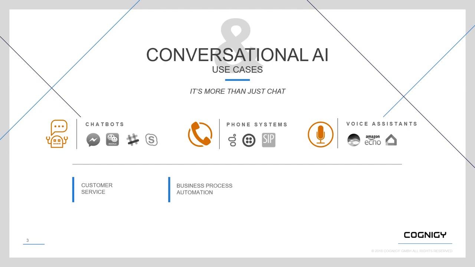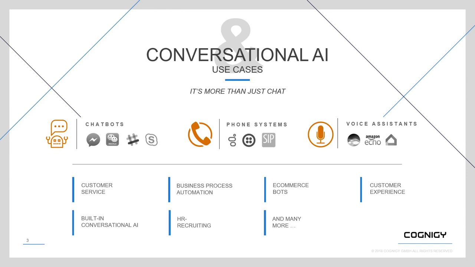In this use case, we're automating company internal processes through the use of conversational AI. That can be processes in HR, it can be processes in procurement or other corporate functions that are standardizable and that can be automated in an easy fashion and can benefit from a conversational interface. There's many other use cases, like for example, e-commerce bots, customer experience, built-in conversational AI, so built into, for example, cars or home appliances, different use cases in HR, like for example, for recruiting, and many, many more.